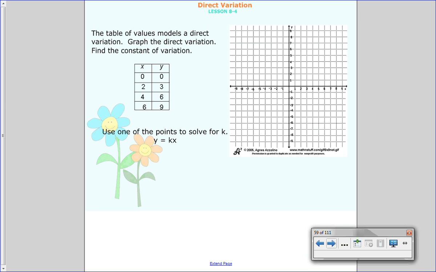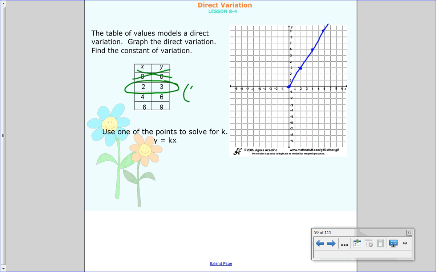All right, let's check it. Again, we graph 0, 0, 2, 3, 4, 6, and 6, 9. You'll notice that you end up with a nice straight line, and that's how it should be with a direct variation. Again, they want you to choose a point, and the only one I don't want you to choose is 0, 0, because that wouldn't work in our equation.